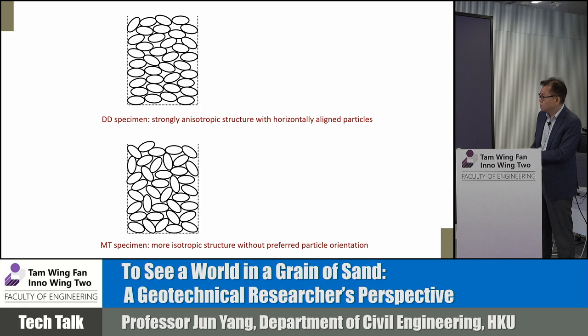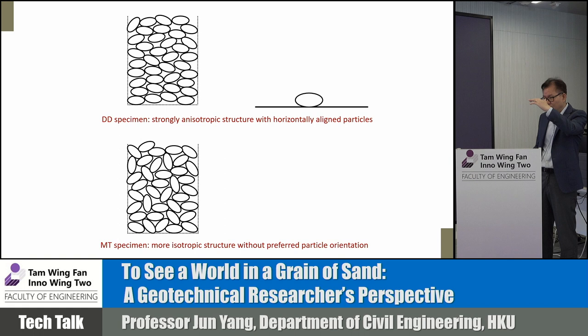So if we look at the DD specimen, actually this method, the dry deposition method, will produce the sand specimen with a strongly anisotropic structure. The particles tend to lie horizontally. That means the horizontally aligned particles. The reason is understandable because of gravity. All right, so the sand particles tend to deposit at the most stable position.